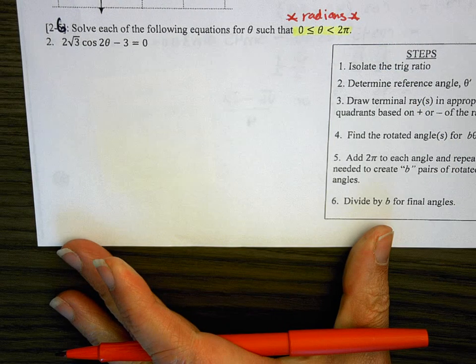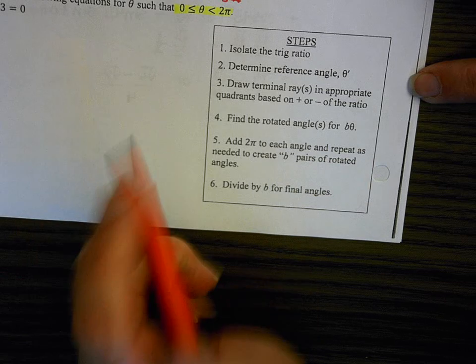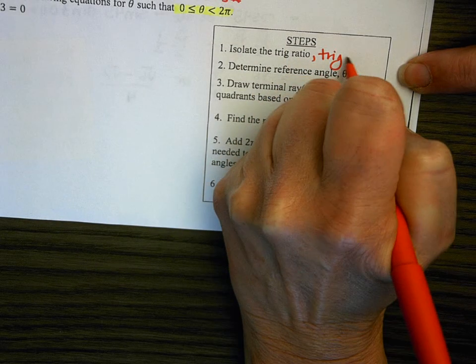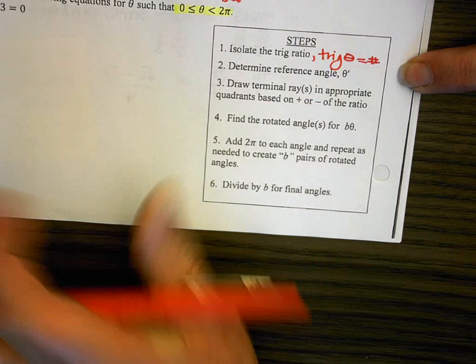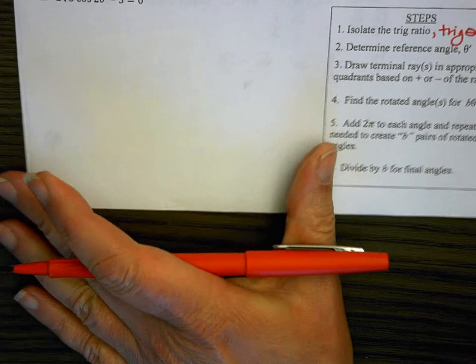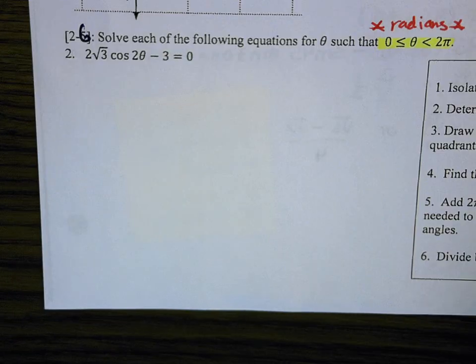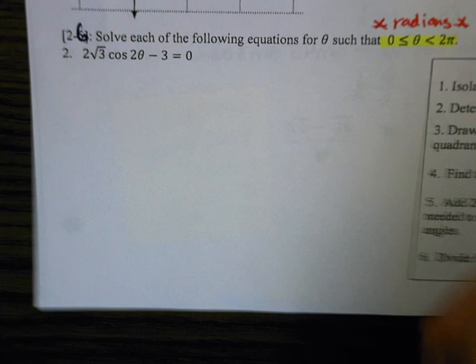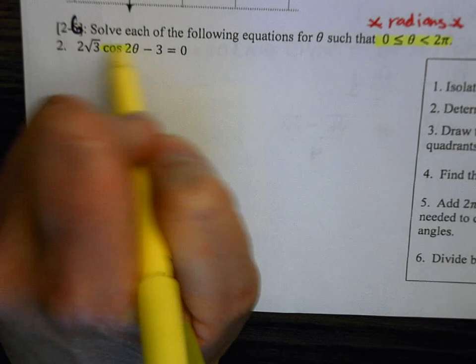Okay, so the very first thing we want to do is we want to isolate that trig ratio. So what we mean by that is you're going to have some sort of trig ratio equal to a number value, right? So that would be our first step, is to isolate and solve. Let me zoom in just a little bit here. So the first thing we want to do is get cosine theta by itself. So that's going to be our first step. So we want to get cosine of 2 theta by itself.